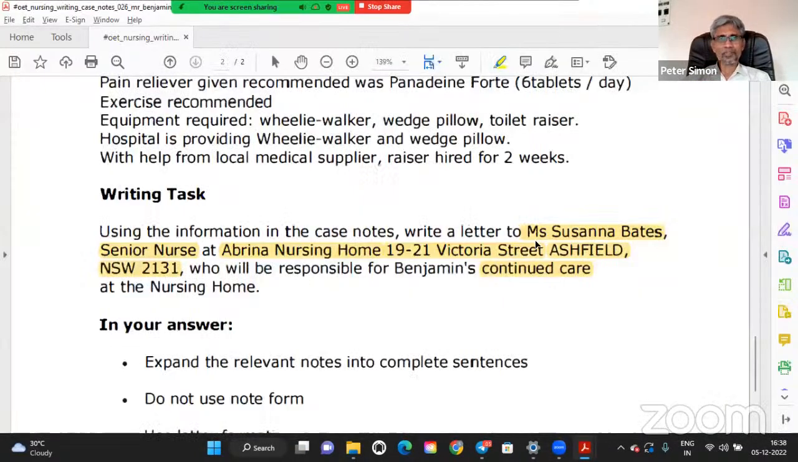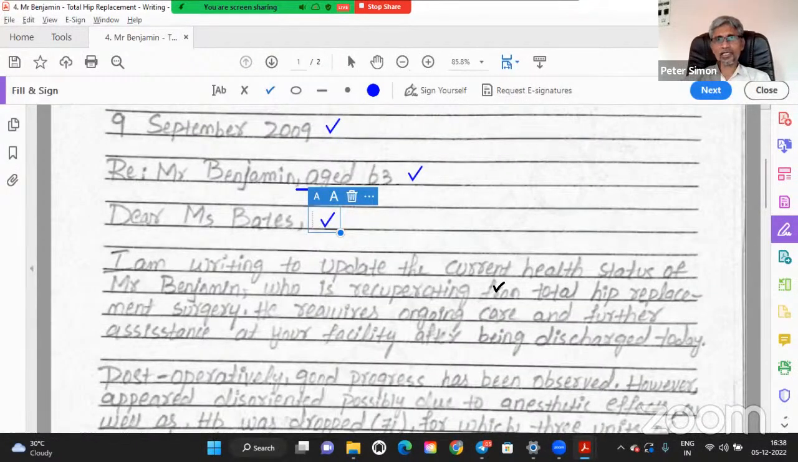Fine. Miss Bates. Okay. I am writing to update the current health status of. That's naturally updating only, no? Because they already know. So you're already updating. Why should you say I am writing to update? Just update. Instead of directly singing a song, saying I am going to sing a song. Why introduction? Directly sing a song. Why are you giving information? So just straight away say, Mr. Benjamin, what happening? You just update the information. I am writing is redundant.